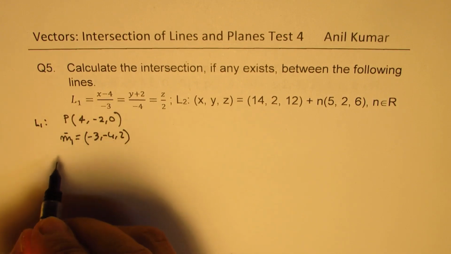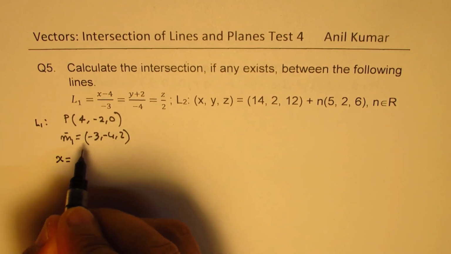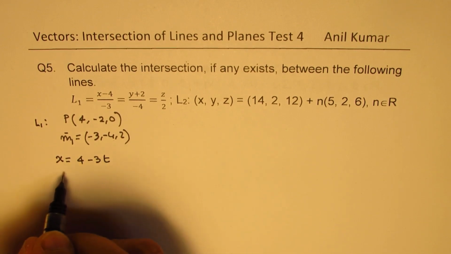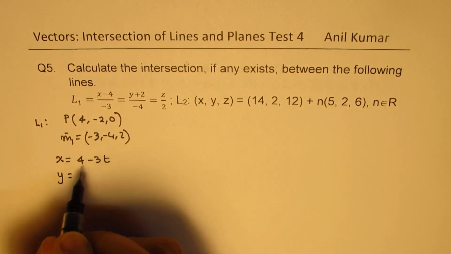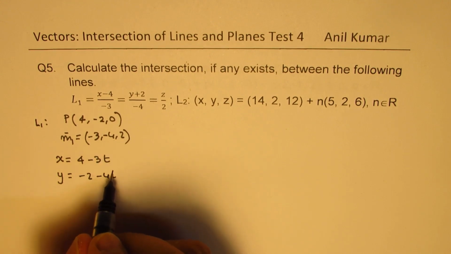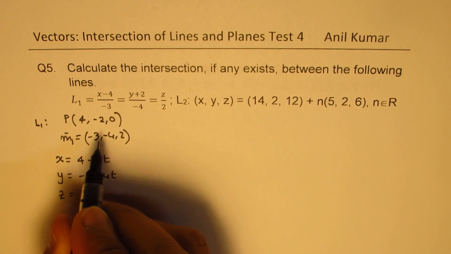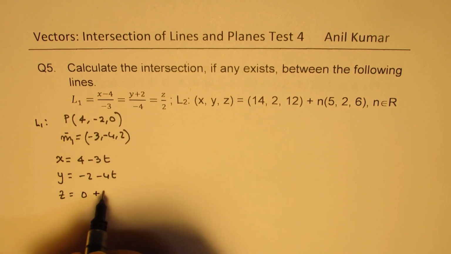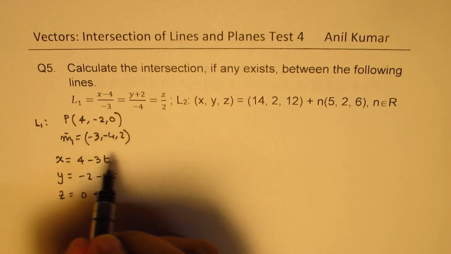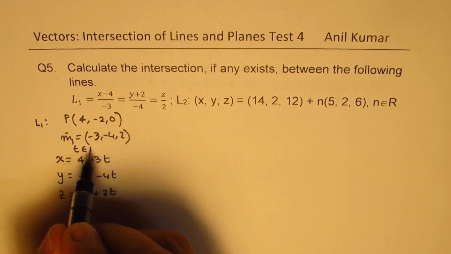So we could write this equation as x equals 4 minus 3t, let's say, and y equals minus 2 minus 4t, and z will be equal to 0 plus 2t, correct? Where t belongs to the real numbers.